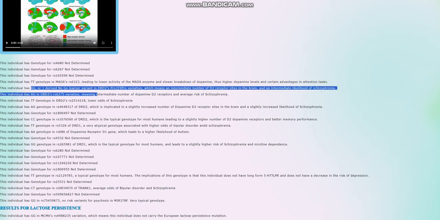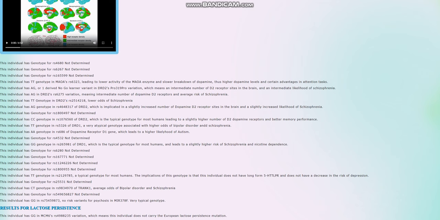She has one derived no-go learner variant in DRD2's Pro-Ser-Pro, so intermediate number of dopamine D2 receptor sites. She has a G genotype in this variation of DRD2, which is implicated in a slightly increased number of dopamine D2 receptor sites in the brain. But I think she has this genotype right here, which is kind of uncommon, which really counteracts this and this, the presence of the allele that causes higher number of dopamine D2 receptor sites in the brain. It really is counteracted by this genotype right here, which with high reproducibility is linked to lower odds of schizophrenia. So I'm assuming it's also linked to decreased number of dopamine D2 receptor sites in the brain.